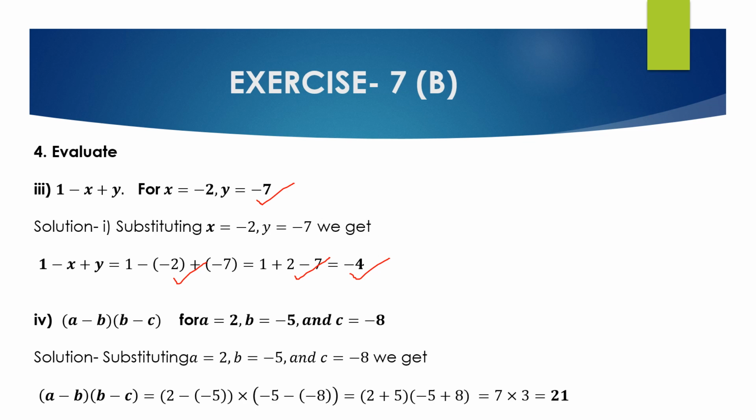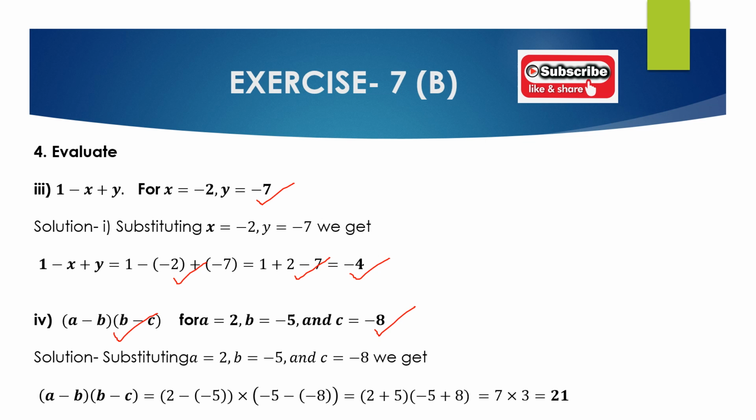Fourth bit, (a minus b) multiplied with (b minus c). A minus b is inside the bracket and b minus c is also inside the bracket. For a equal to 2 and b equal to minus 5 and c equal to minus 8. Substitute the value of the variable a equal to 2, b equal to minus 5 and c equal to minus 8 in the expression (a minus b) multiplied with (b minus c).